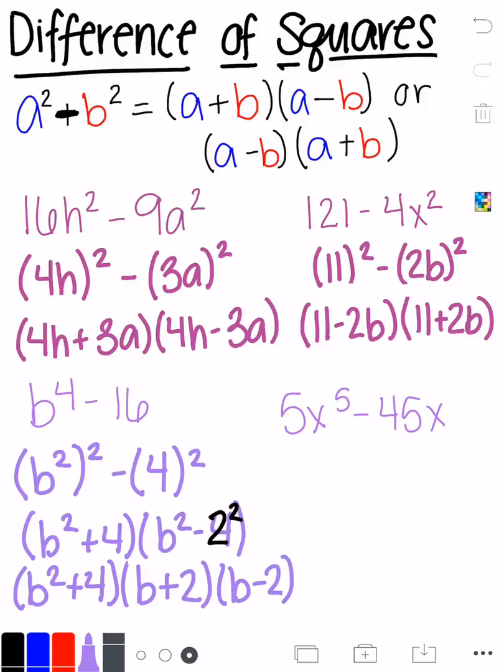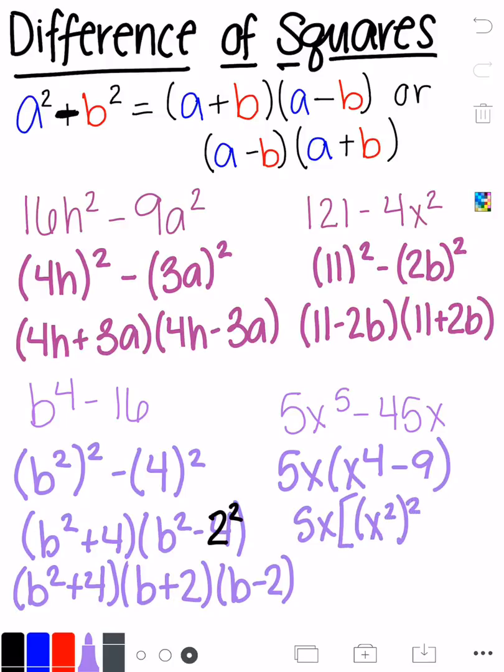And then we're going to look at 5x to the fifth minus 45x. So we can pull out 5x, and that gives us x to the fourth minus 9. So that's 5x, x squared to the second minus, and then 3 squared. So that gives us 5x, x squared minus 3, x squared plus 3.